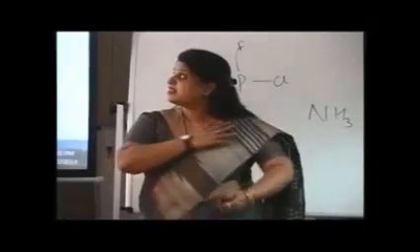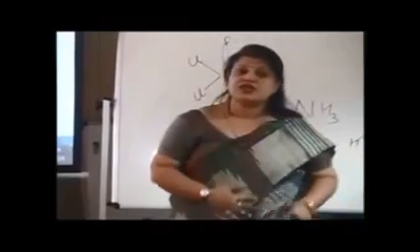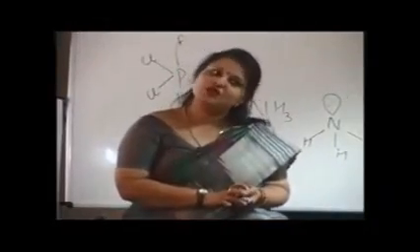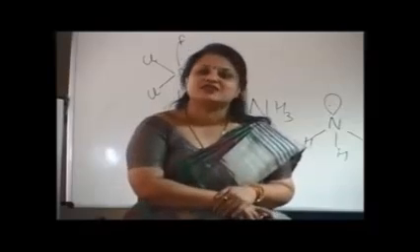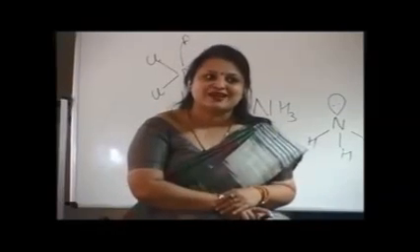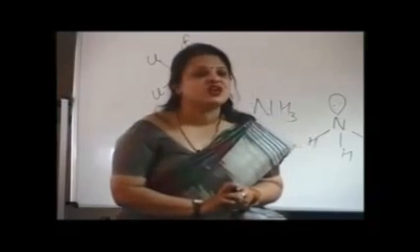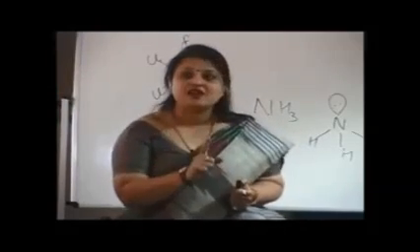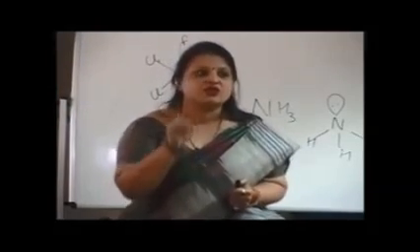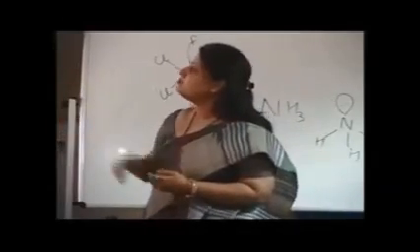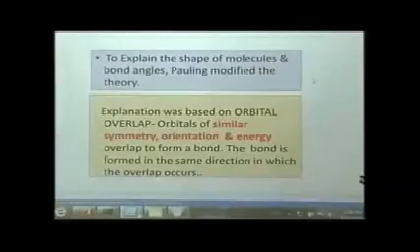Okay. Now Heitler and London were able to explain the overlap of two hydrogen atoms. They were also able to explain how a bond was established between the two hydrogen atoms, but they were not able to explain the shape of the molecule. Still, that's the mystery. To explain the shape of the molecule, the work was mainly done by Pauling.